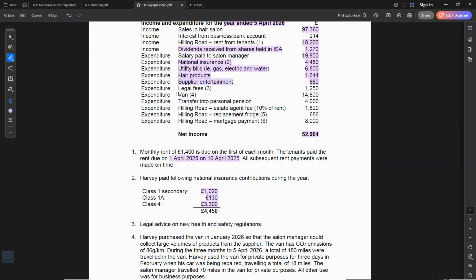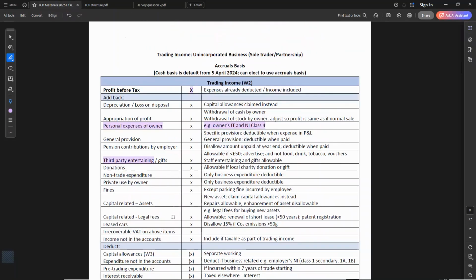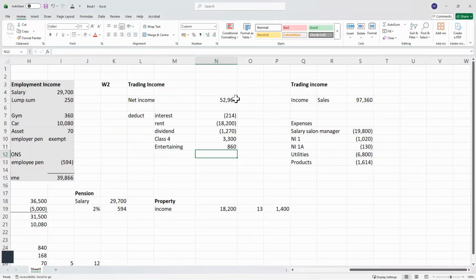And then the next one, legal fees with note 3, 1250. Legal advice on new health and safety regulations. This is a deductible expense. We know that legal fees are only not tax deductible if they are capital related, but these are not capital related. They're related to general health and safety advice. There's no adjustment required here as it's already been deducted, but if we're looking at income and expenditure, then we can deduct the health and safety legal fees, which are 1,250.